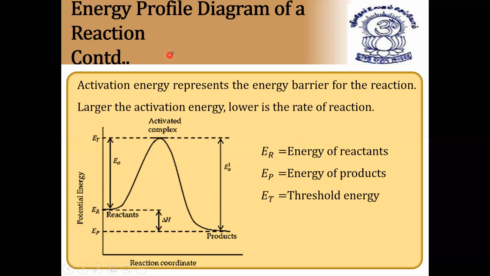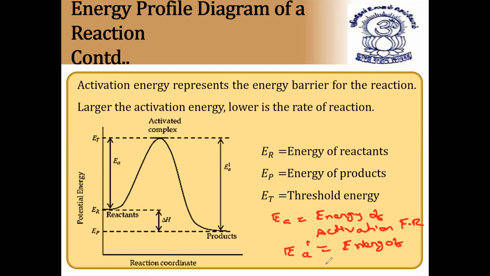EA1 is called what? I'm writing here. So EA is called energy of activation for forward reaction, and EA1 is called energy of activation for backward reaction, BR. So this is called backward reaction, this is called forward reaction.